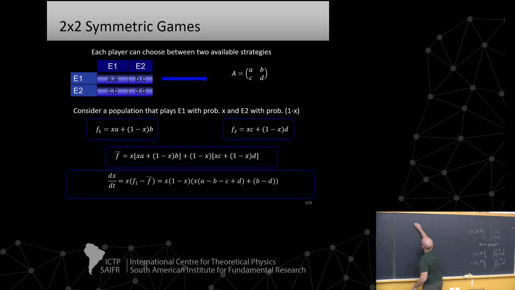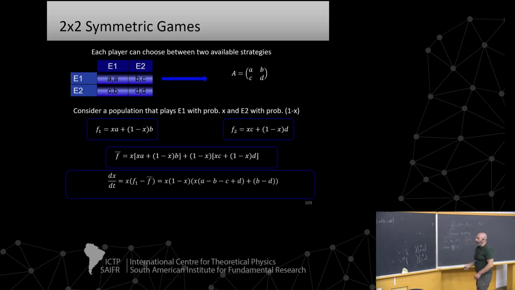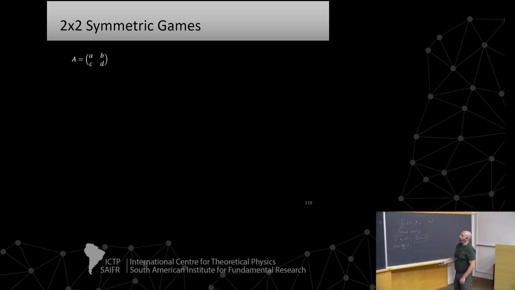So the payoff is x, (1 minus x), x plus b minus d. Okay, this is the replicator equation for x.